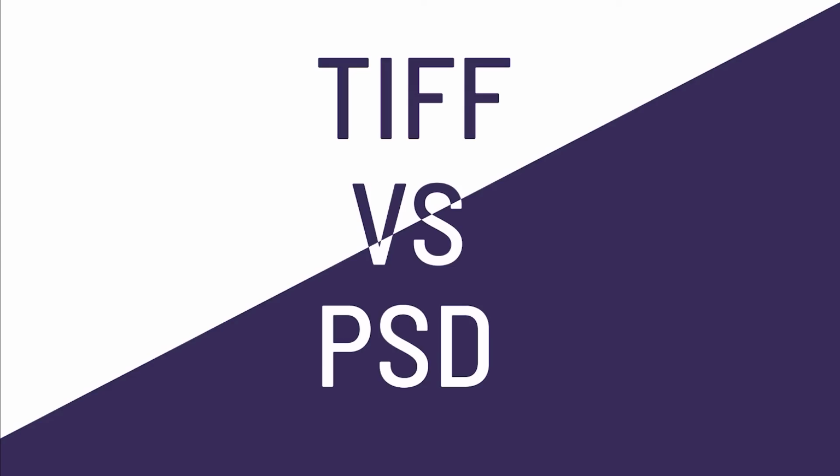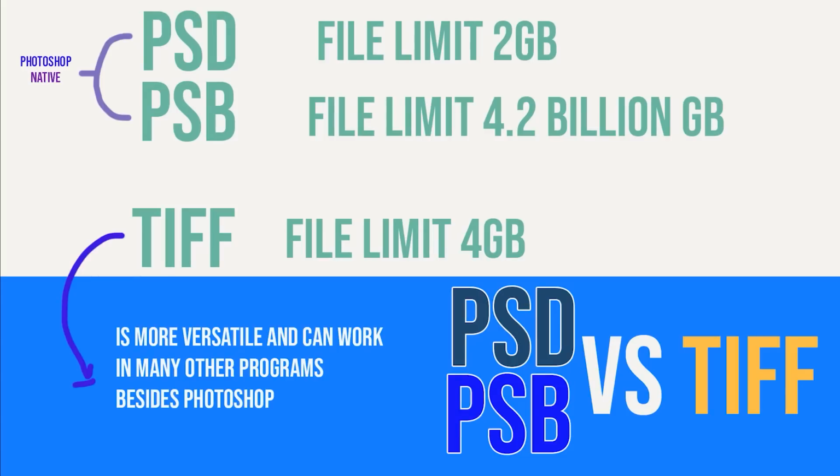The difference between TIFF and PSD is that you can store larger amounts of information in the TIFF. The PSD file limit is 2 GB, and the TIFF can save up to 4 GB without loss. So the regular PSD can save 2 gigabytes and the TIFF can save 4 gigabytes without loss of data. So the TIFF can save more data than the PSD.